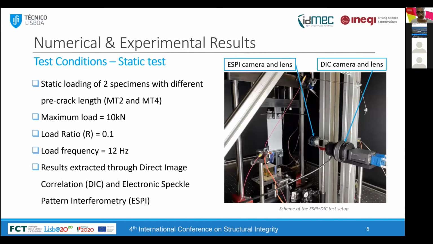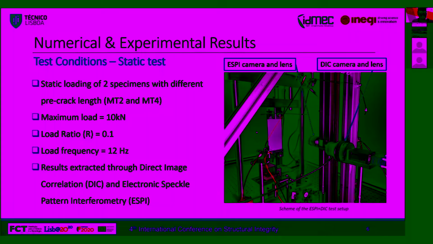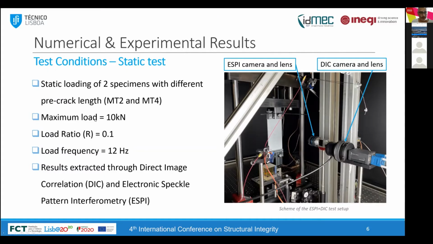Okay, so once again, we are creating the model for two specimens. These specimens are loaded in tension, and the results were recorded by both digital image correlation, or DIC, and electronic speckle pattern interferometry, or ESPI. The pre-cracks that we are analyzing, with two different lengths, were created by fatigue by cyclic loading with a maximum load of 10 kilonewtons, a load ratio of 0.1, and a loading frequency of about 12 Hertz.